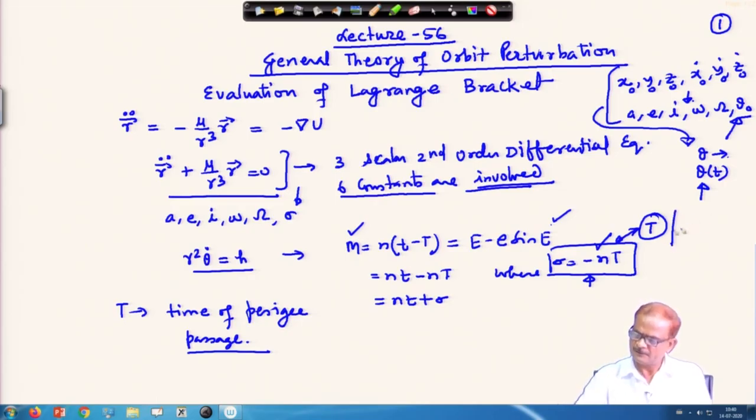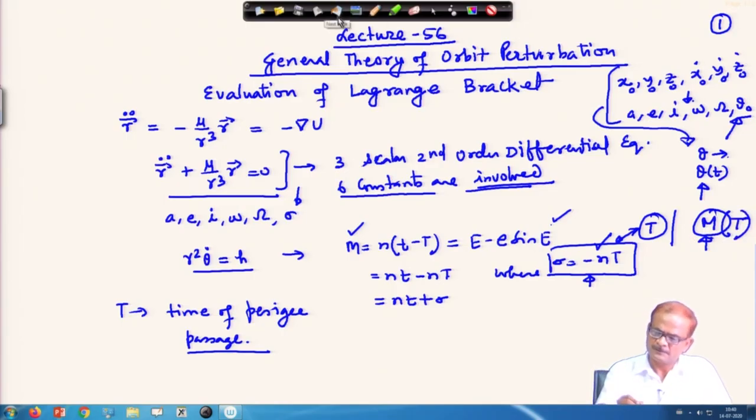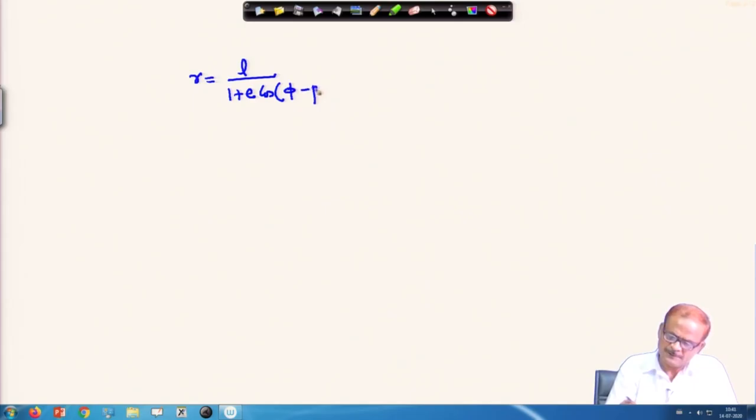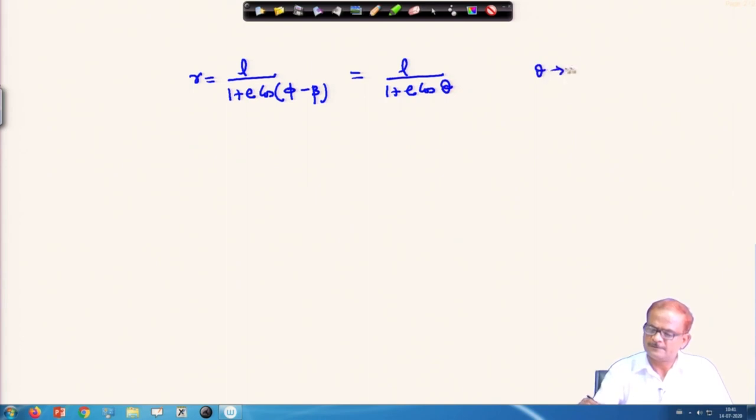Sometimes instead of t or minus n t, it is usual to use M at a particular instant of time, which is the mean anomaly at a particular instant of time. Now, if we look back at the equation we derived for the conic section, phi minus beta, which we wrote as L by 1 plus e cos theta, where theta we have written as the true anomaly.